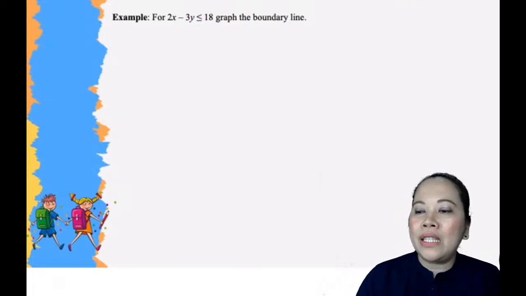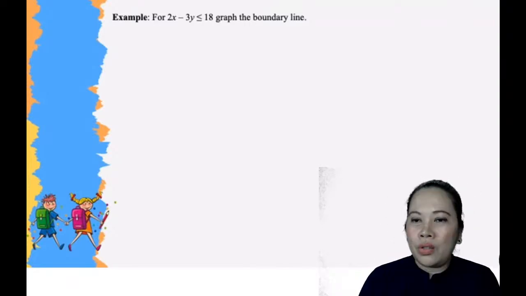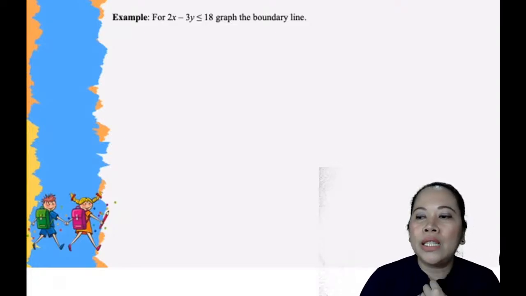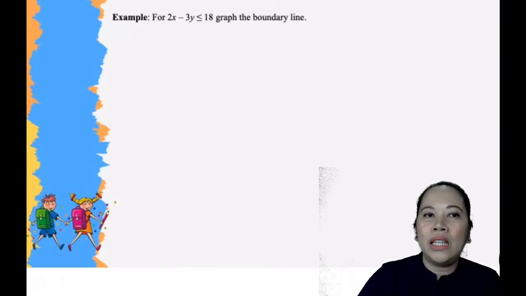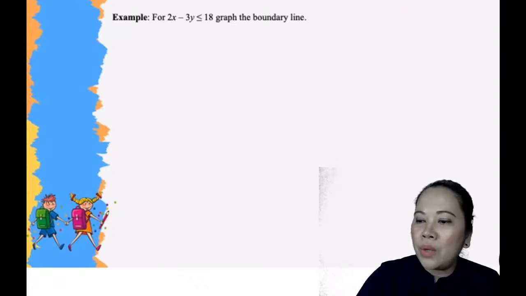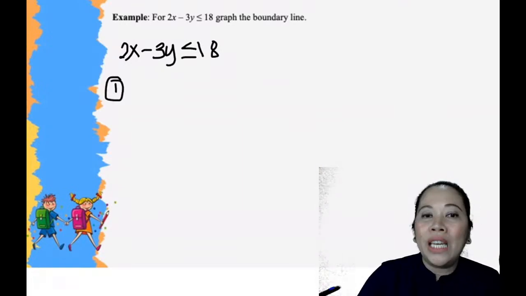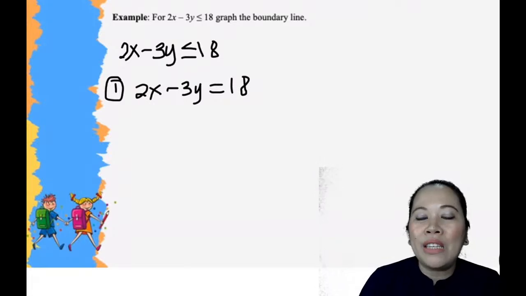So again, let's say for example, we have 2x minus... will not change. The first step in graphing a linear inequality is that when you have an inequality given, graph the equation, the line, the linear equation. So I'll use this as an example: 2x minus 3y less than or equal to 18. The first step is draw the line, so 2x minus 3y equal to 18. You draw equal to 18 first.